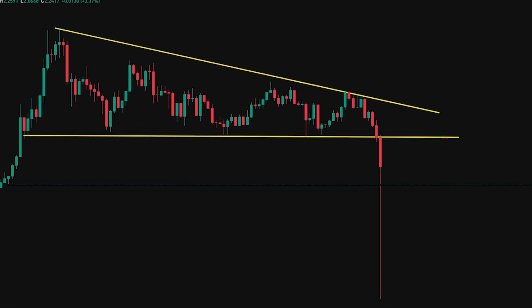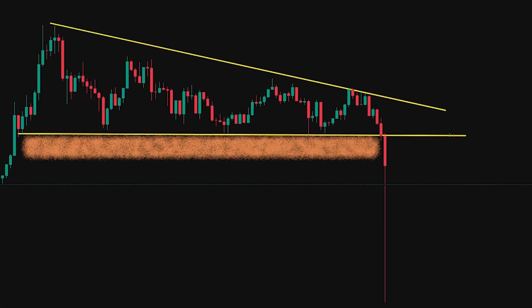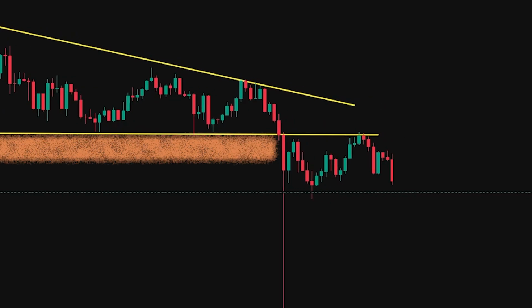Sometimes the impulse move is too large. That can happen because of massive liquidations below a level. In that case, it's better to wait for a retest.